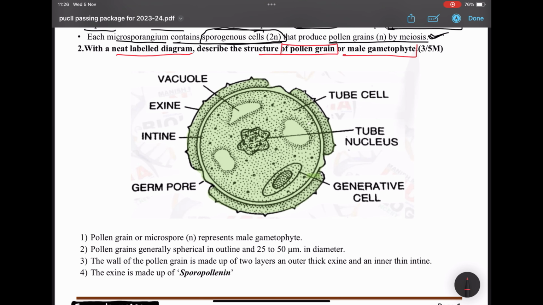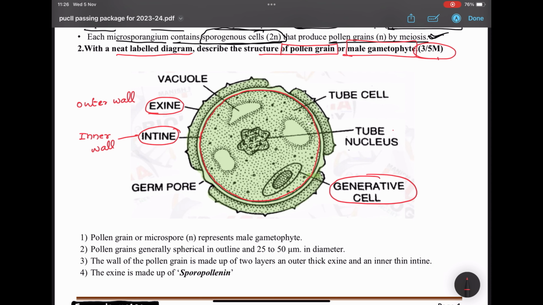Second one: write a neat labeled diagram and describe the structure of a pollen grain or male gametophyte. It will be asked for 3 or 5 marks. Exine is the outermost wall, whereas intine is the innermost wall. Intine is a continuous layer, whereas exine has a small pore, that is the germ pore.